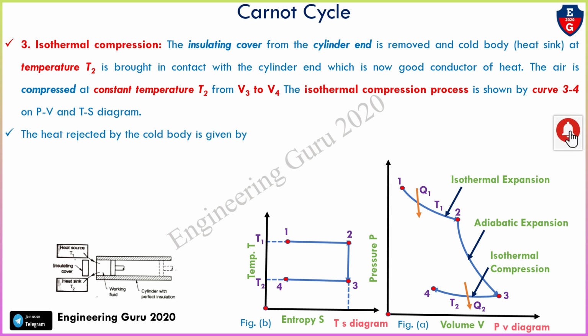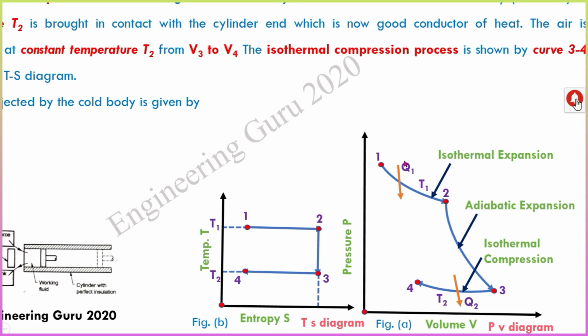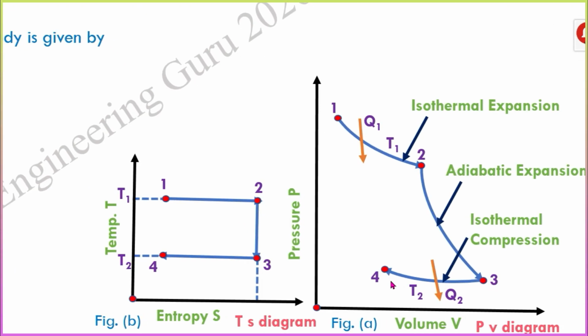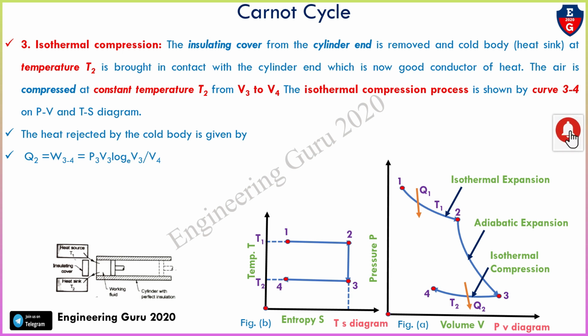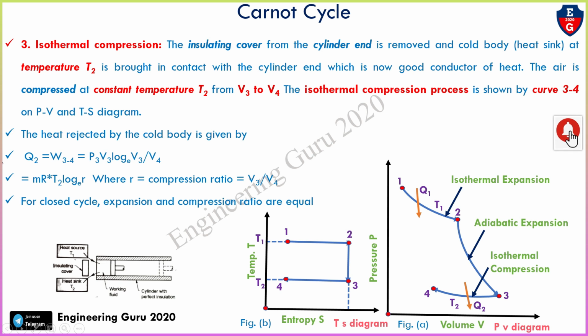The heat rejected to the cold body is given by the following: in process 3-4, heat is rejected, whereas in process 1-2, heat is supplied. So Q2 equals W34, or we can write P3V3 log(V3/V4) equal to mRT2 log r, where r equals the compression ratio V3 by V4. This is the same as we already saw in isothermal expansion. For the closed cycle, the expansion and compression ratios are equal. So we can write r equals V3/V4 equals V1/V2.